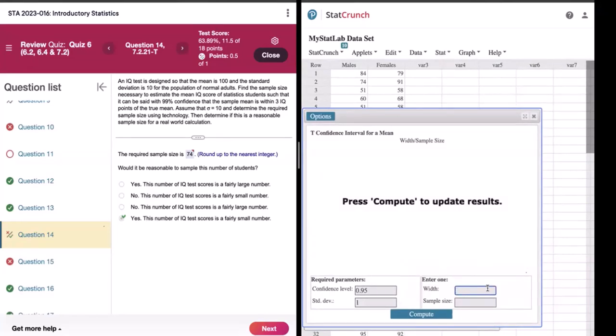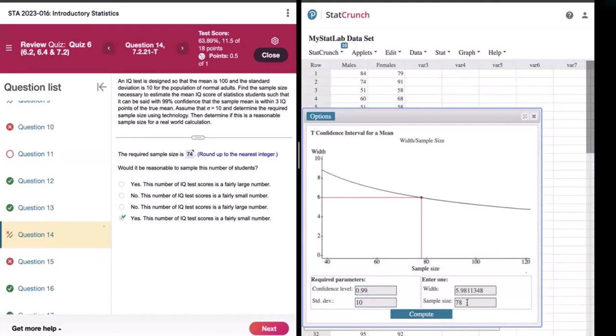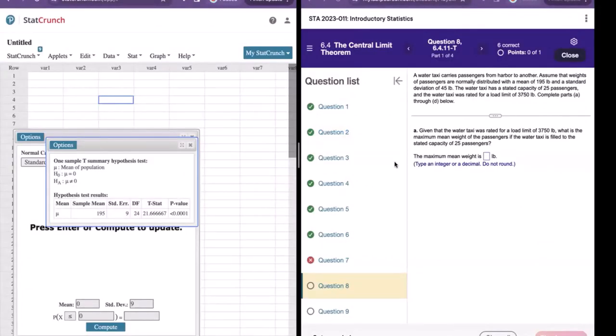This would be 6. Standard dev is 10. Does it say what our confidence interval is? No. 99. 78. Look and see what the... click on the 74. Okay. I don't know where to go.